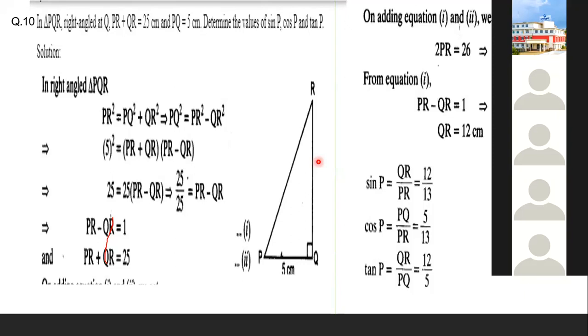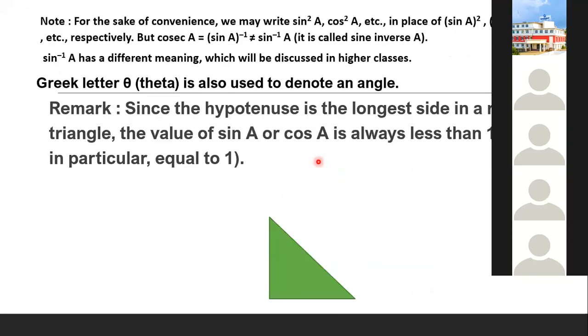Now, before going to question number 11, I need to clarify a few important points, children. For the sake of convenience, we may write sine square A, cos square A, etc. The meaning of sine square A is sine A whole square. The value we are getting for sine A, that square value is sine square A. Cos square A means cos A whole square. Same thing, tan square A is tan A whole square. Am I clear? That's the meaning.